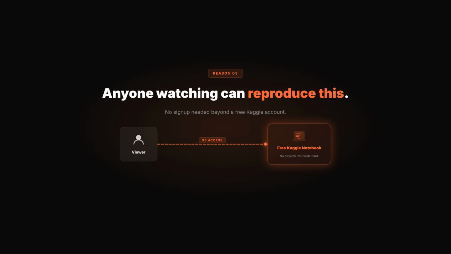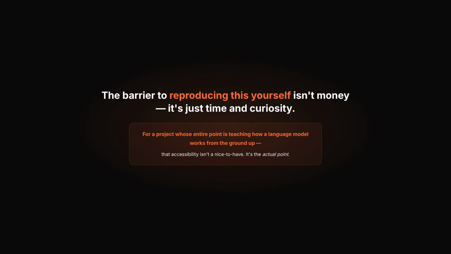Reason 3 is about who gets to follow along. If this project needed a rented GPU cluster to train, most people watching this video couldn't actually reproduce any of it. They'd be reading about the results secondhand, not running the code themselves. Because every phase runs on the same free tier anyone can sign up for, the barrier to actually trying this yourself isn't money, it's just time and curiosity. For a project whose entire point is teaching how a language model works from the ground up, that accessibility isn't a nice-to-have, it's the actual point.